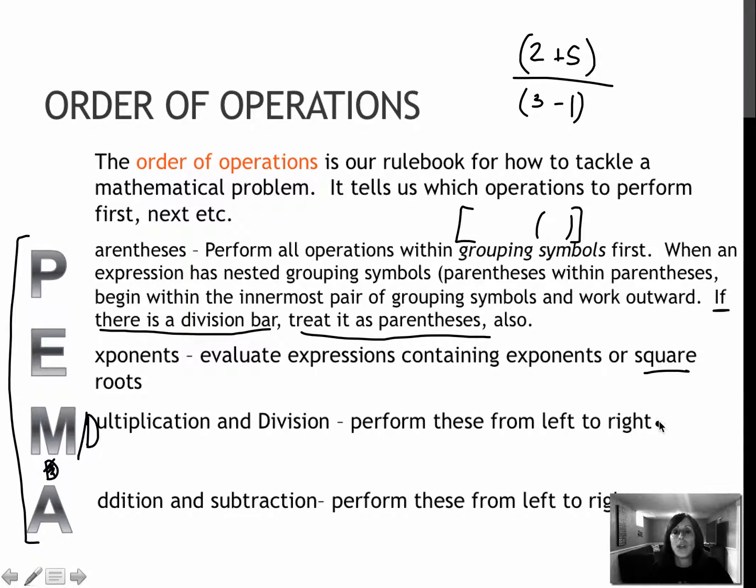Once you're done with all of that, you should just have values that are being added or subtracted. So addition comes last. S stands for subtraction. Addition and subtraction would then go last, and you would just go from left to right. Be very careful that you go from left to right and not just group things randomly.